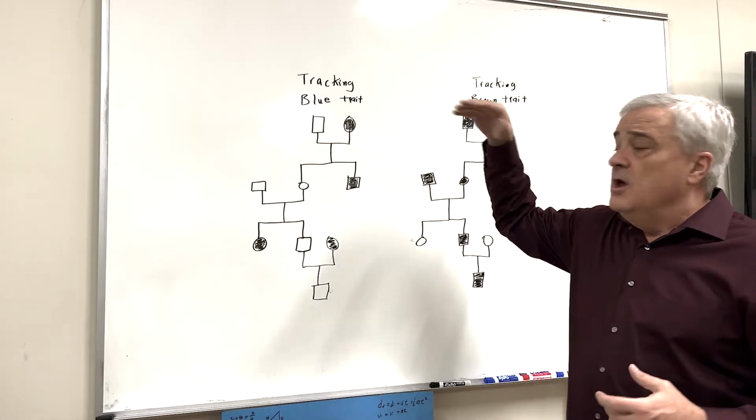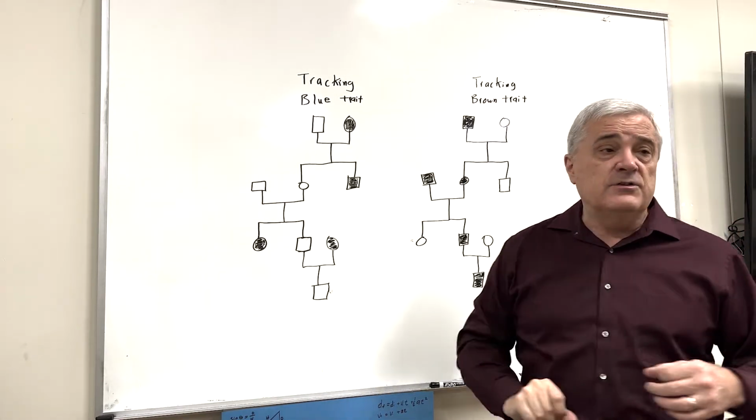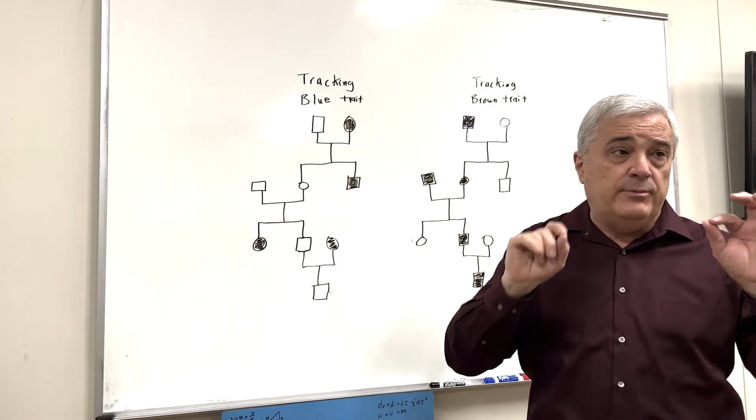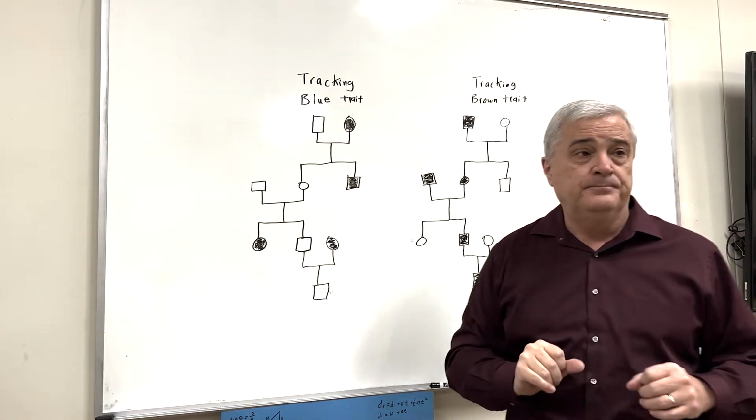All right, so how does it work? Well, the squares are the males and the circles are the females. The people with the trait are colored in.